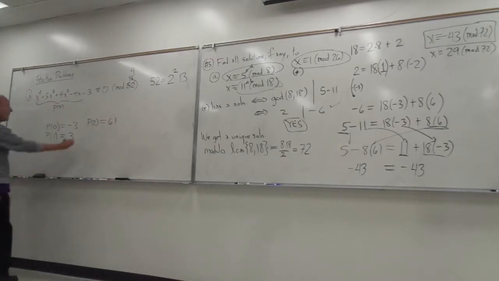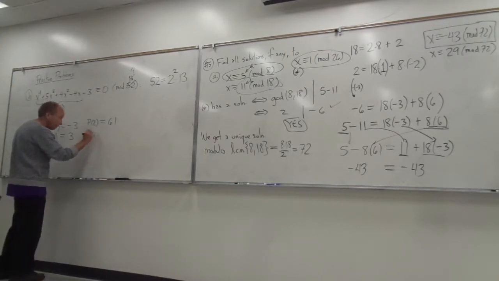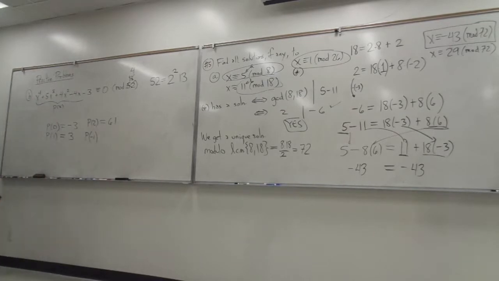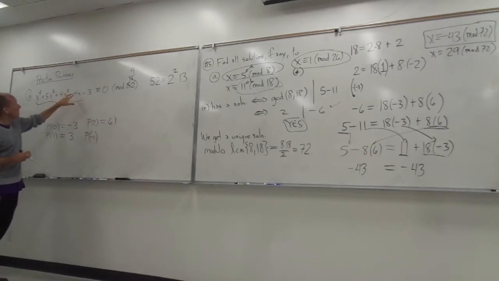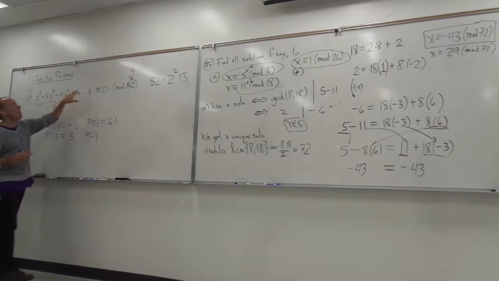Okay, and then, by the way, instead of doing P of 3, we could do P of -1. If I'm working modulo 4, I could just as well plug in -1. It's the same thing as +3. So if I put in -1, I get 1 minus 5, that's -4, plus 4, which is 0, and then plus 4 again, and then minus 3, that's 1.